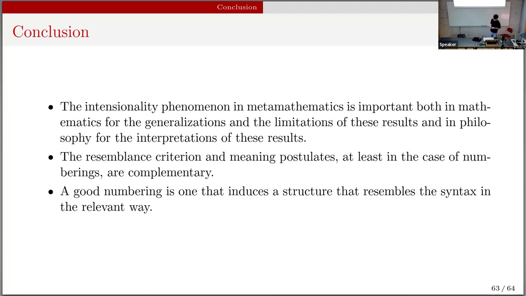So the rest of the research has to impose some further conditions on which structure a certain numbering induces has in common with the syntax, and what those conditions are. And that's what I'm working on right now.